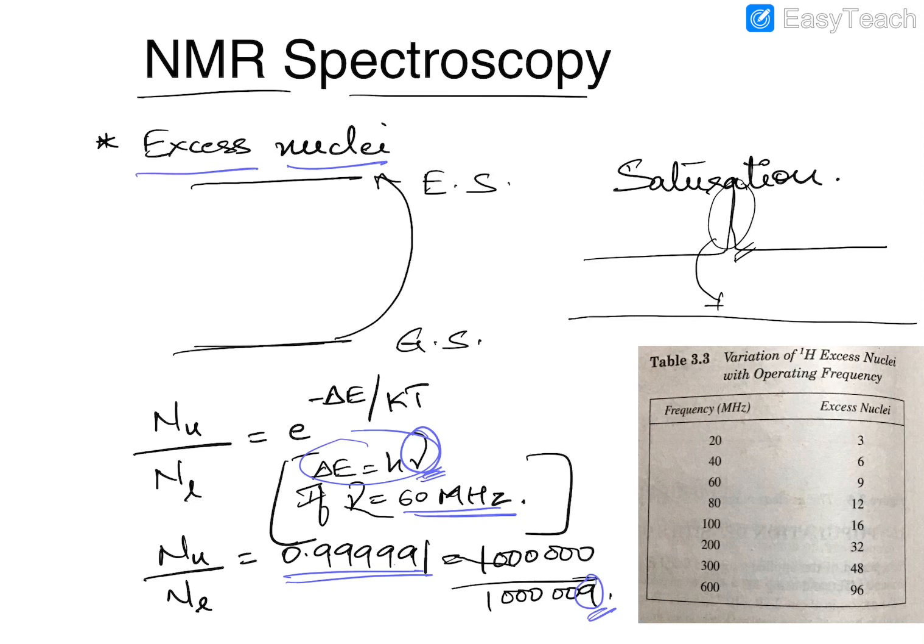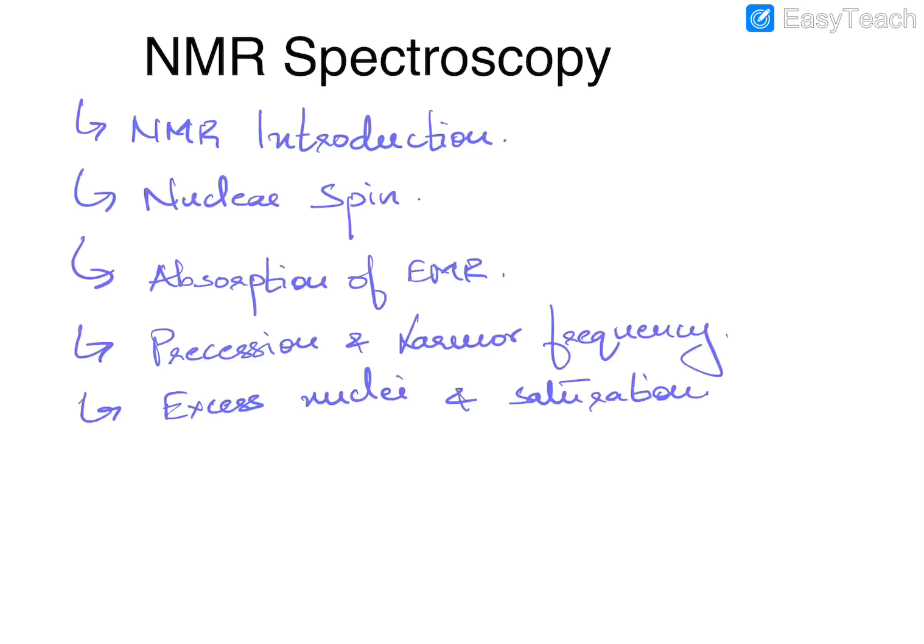And we see that there is a relationship between the frequency of light that is incident on the sample and the number of excess nuclei, and that's why resolution becomes better as you go to higher and higher field strengths, because you will not be touching the saturation limit, due to which the peak heights would often become smaller and smaller, especially when you're operating at lower frequencies with respect to the NMR. So when you are at 60 megahertz, you have only about 9 nuclei in excess. But as you go to 200 megahertz, you have about 32. And at 600 megahertz, you have about 96. And hence the resolution would keep becoming better and better.